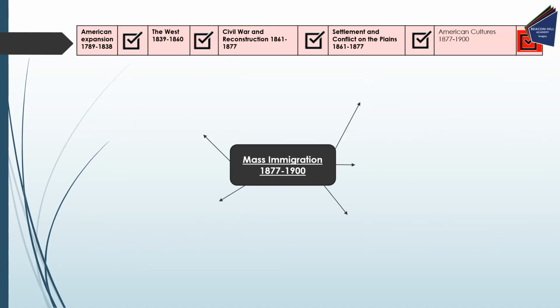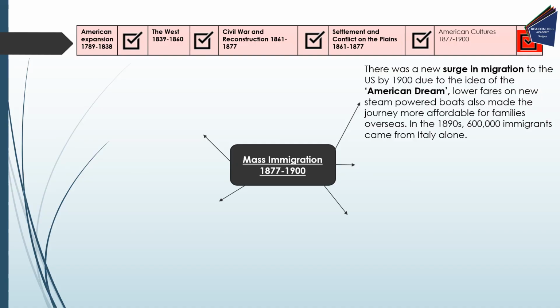The last section of the Making of America is mass immigration between 1877 and 1900. There was a new surge in migration to the US by 1900 due to the idea of the American dream, which I'm sure you remember from class. This idea that you can be successful and make lots of money and have lots of freedom and live in this democratic, wonderful country. This is what sums up basically the American dream.